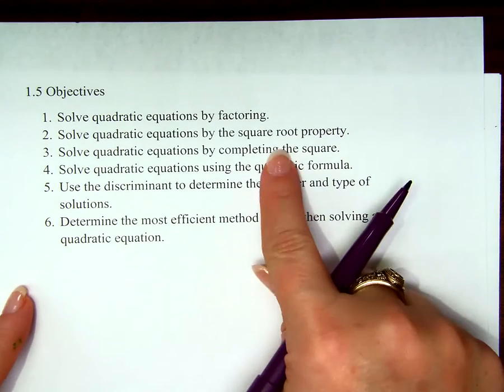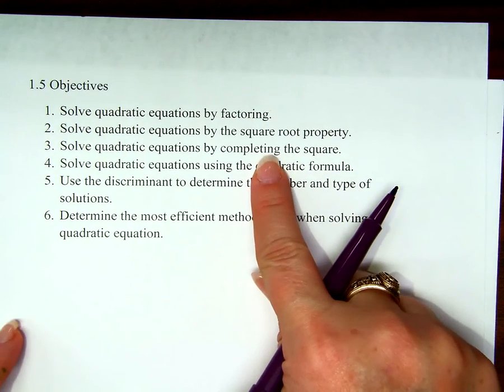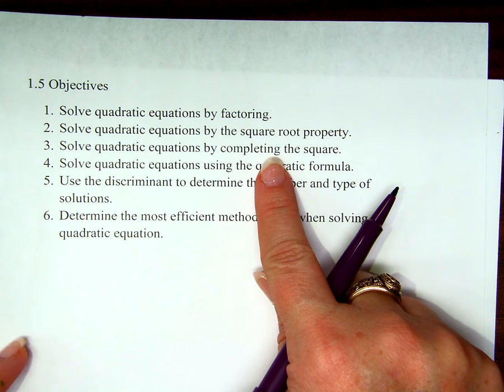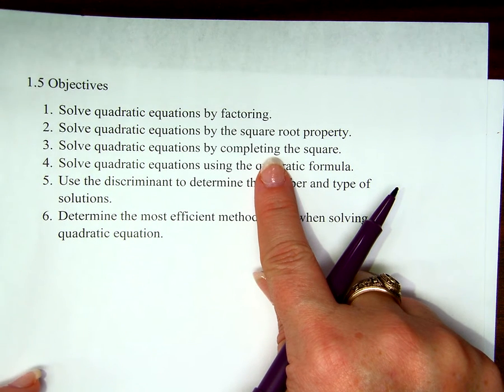Our next objective we want to talk about is completing the square. This is something, when I first learned it, I was not very good at. And then I realized it was like a puzzle, and then I got really good at it, because it's just a puzzle. And I like puzzles.